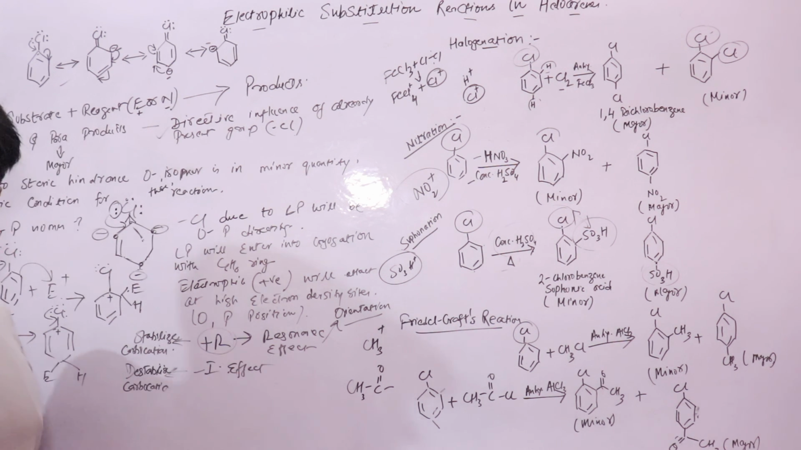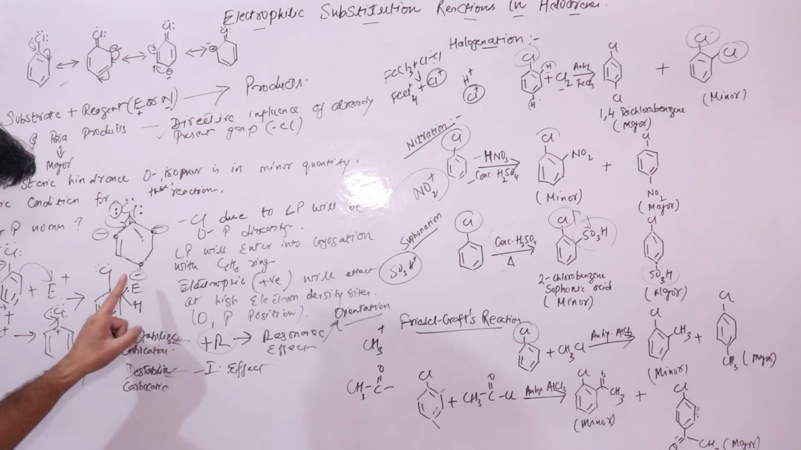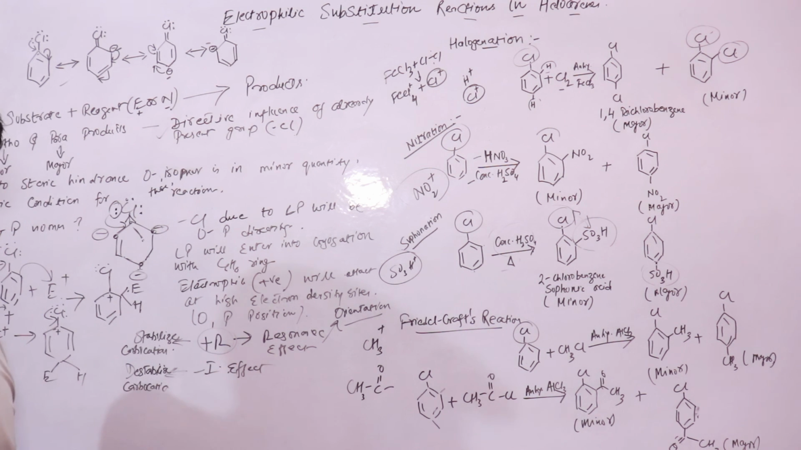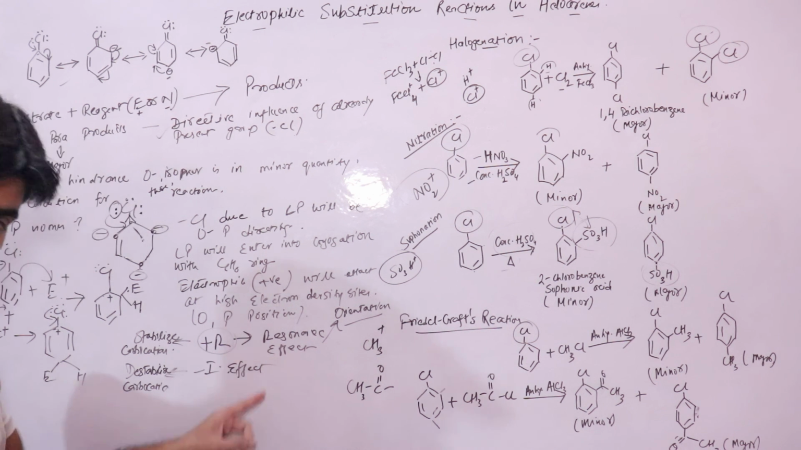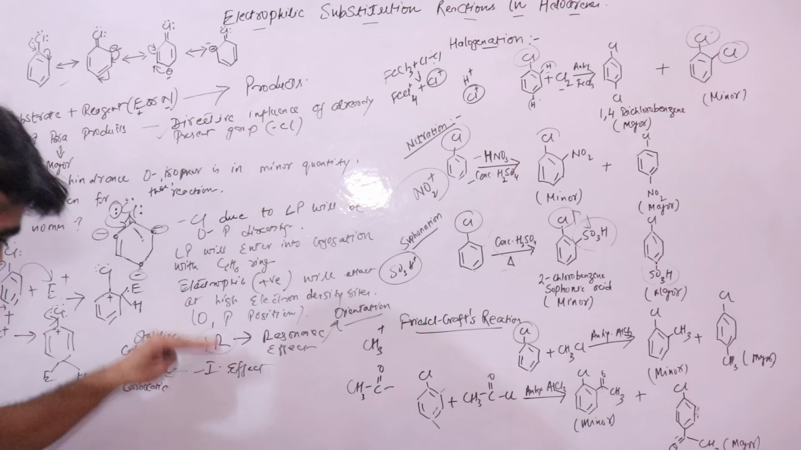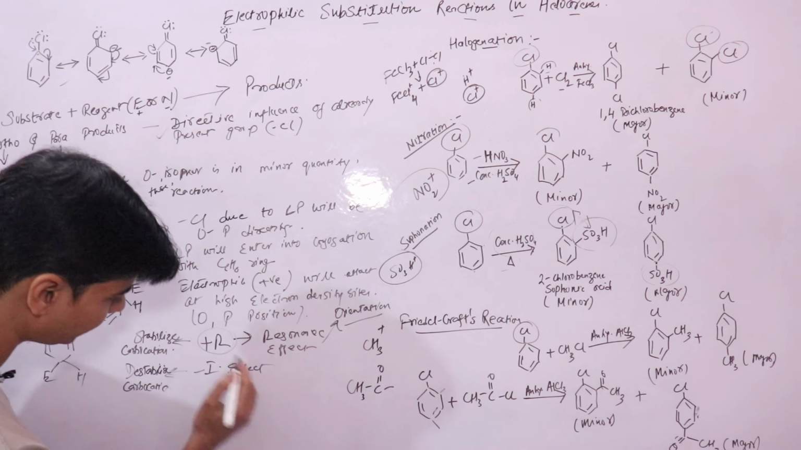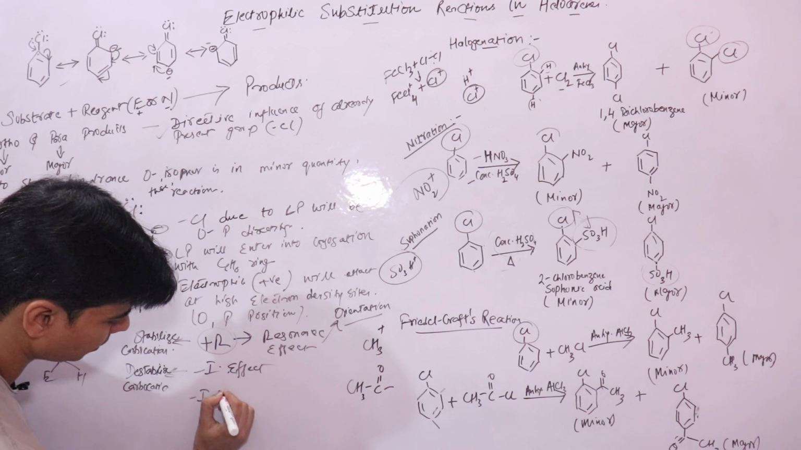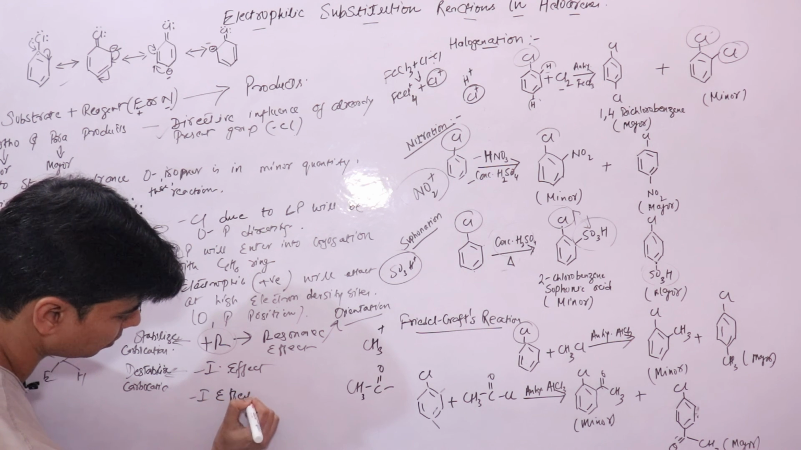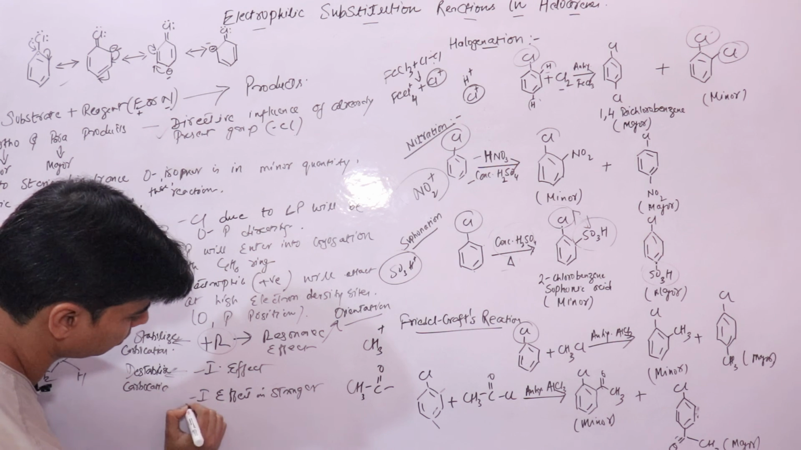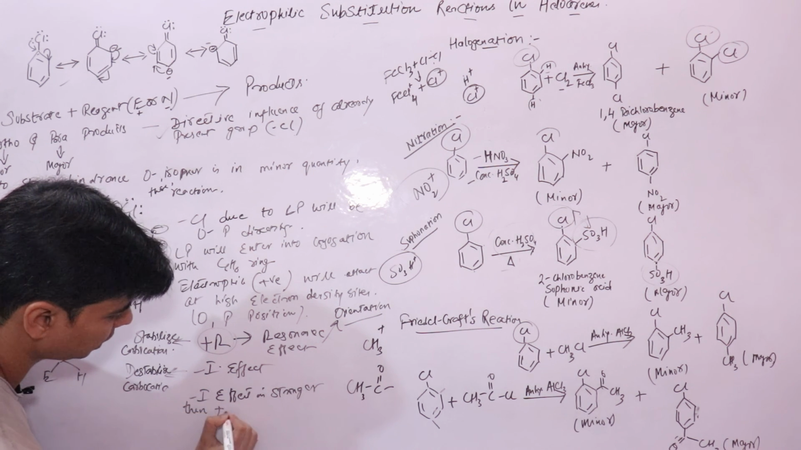These two are opposing effects. The plus R effect is increasing negative charge, and the minus I effect is decreasing negative charge, right, because it is electron withdrawing. This withdraws electrons from the benzene ring. But among these two effects, the minus I effect is stronger than the plus R effect.